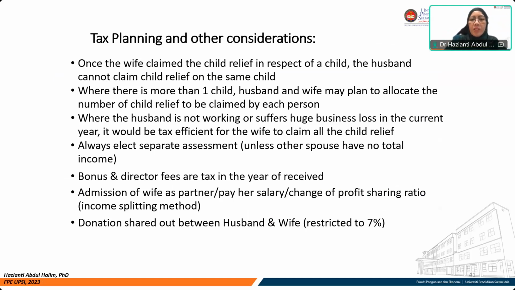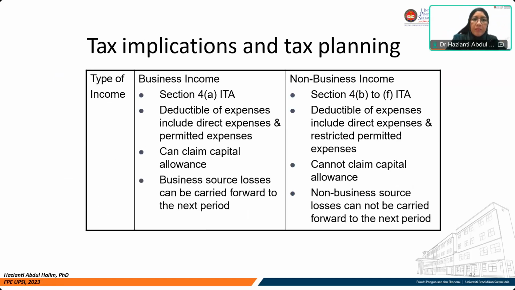Right, so in terms of child relief, the husband cannot claim child relief on the same child once the wife already claimed the child relief. So where there is more than one child, this is where the husband and wife can plan to allocate the number of child relief to be claimed by each person. Bonus and director fees are taxed in the year already received. Also some kind of planning, can plan to okay, what year to receive bonus and director fees, or maybe different year. And donation shared out between husband and wife restricted to 7%.